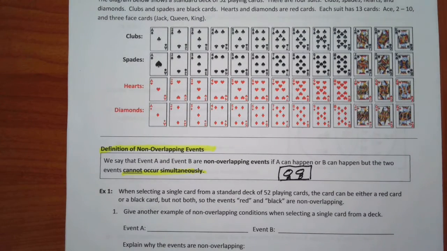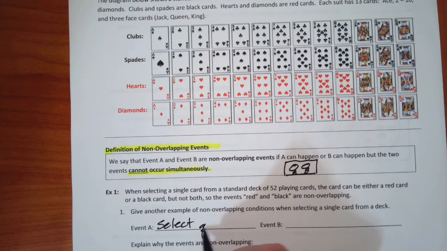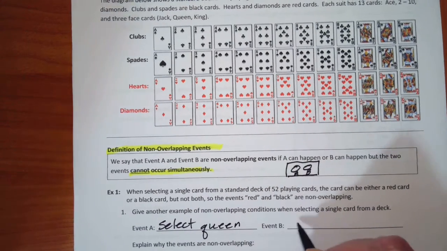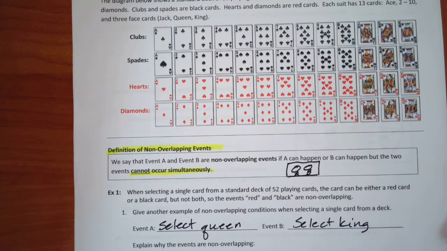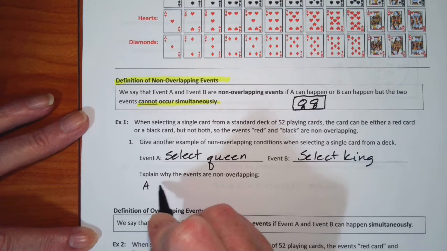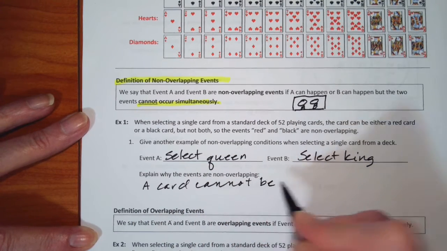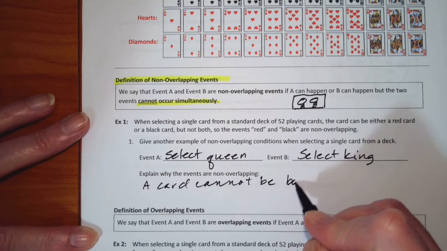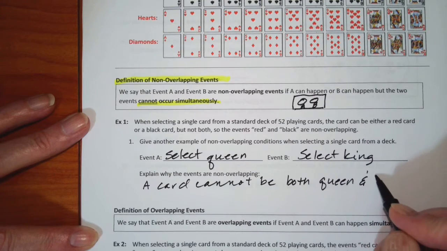Other examples with decks of cards is one event is selecting a queen or selecting a king. If you pull one card, it either has to be a queen or a king. It cannot be both. So a card cannot be both a queen and a king.